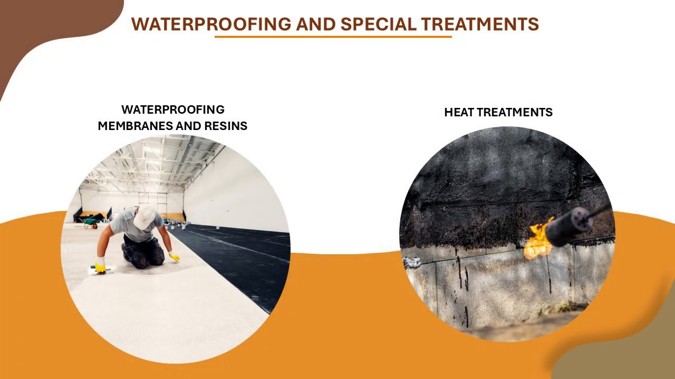Waterproofing and special treatments. When applying waterproofing membranes and resins, carefully follow the mixing and application procedures to avoid errors that could compromise the effectiveness of the treatment. When using heat treatments, such as torches, check that there are no flammable materials nearby.